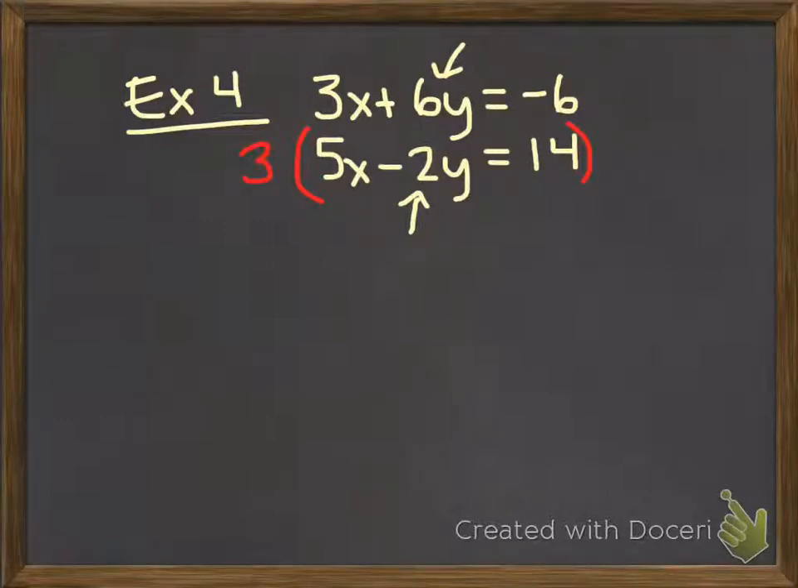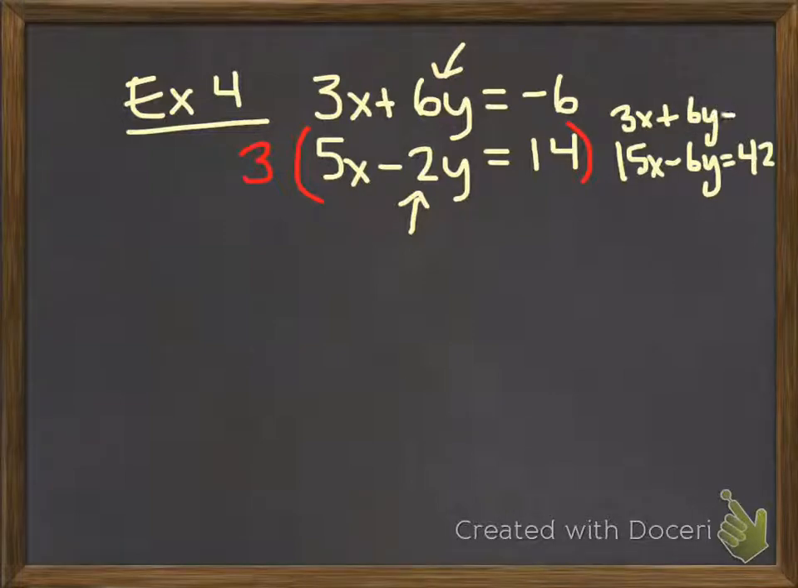Because if I multiply everything by 3, that will become a negative 6y. Okay, so now what do I have? Let's see, I have 15x minus 6y equals 42. And on the top I still have 3x plus 6y equals negative 6. I'm going to add going down.